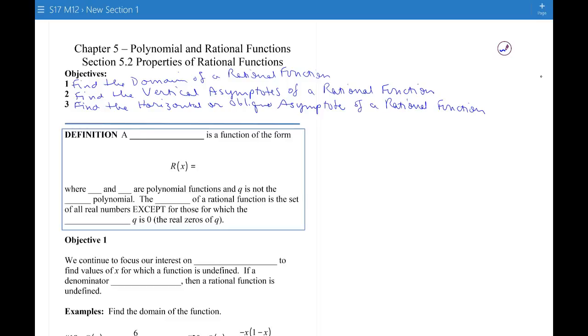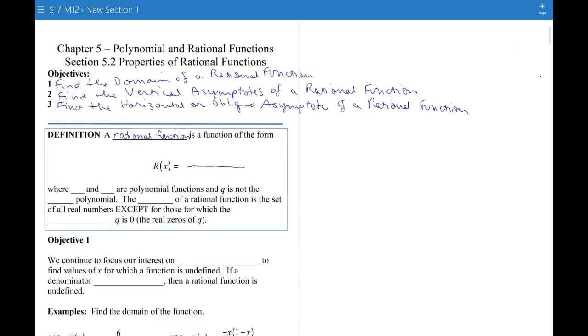So let's define this creature. A rational function is a function of the form, and we use capital R to represent it. It's a ratio. See how the word ratio is right in there? It's a ratio of a polynomial over another polynomial. So P and Q are polynomial functions defined in the last section, and Q is not the zero polynomial. That would be a problem.